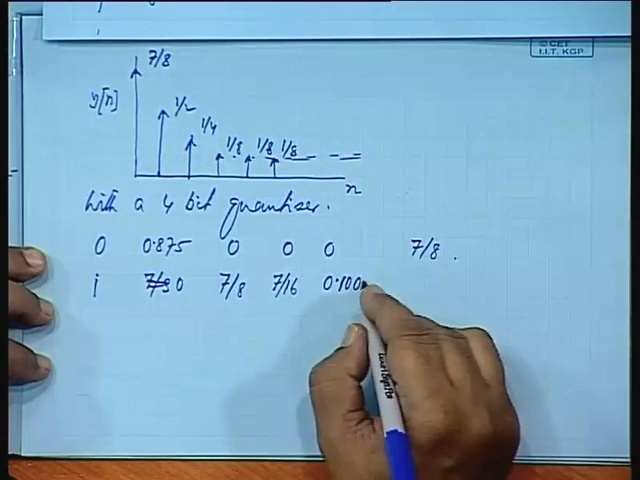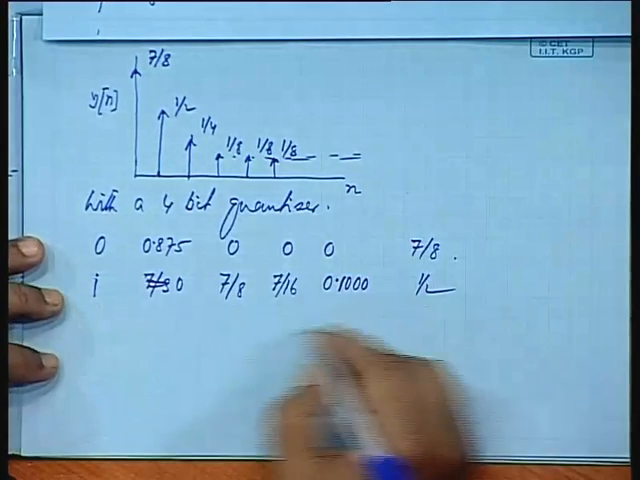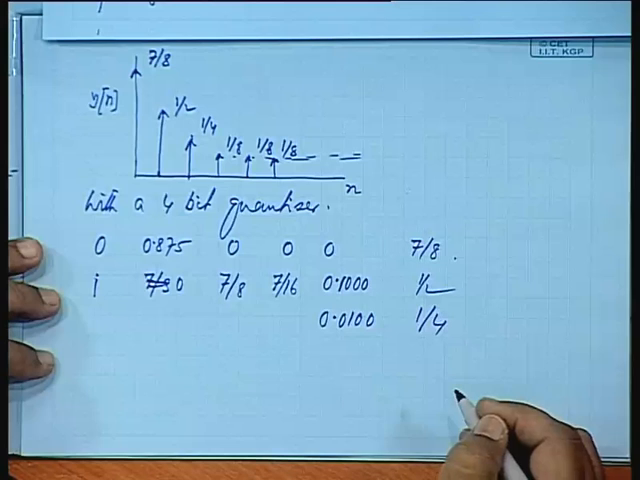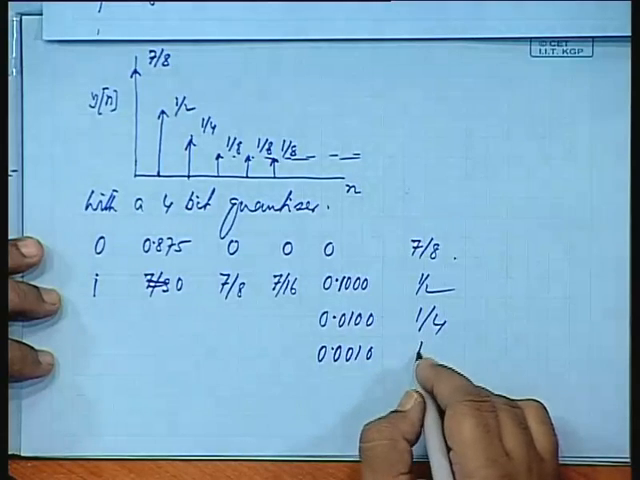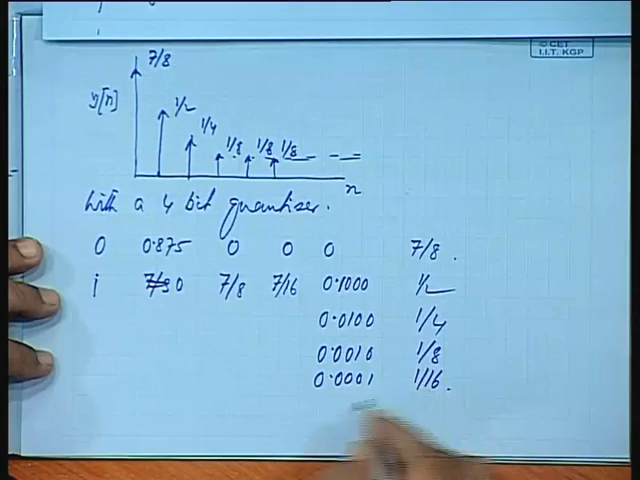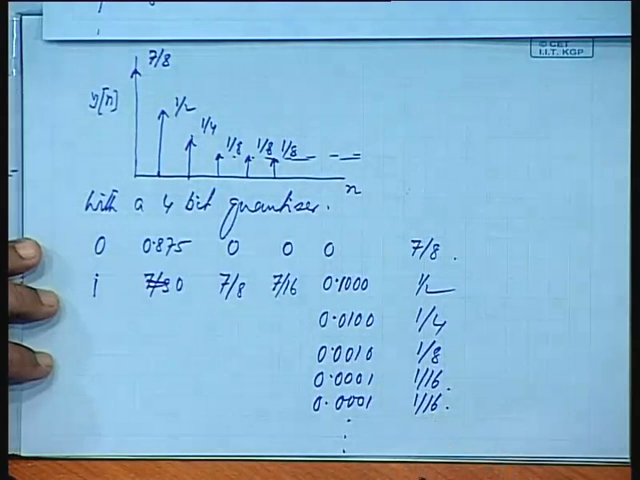That will be 0.100, so half. Then follow the same sequence, this will become 0.0100, 1 by 4. Next 0.0010, 1 by 8, next it will be 0.0001, 1 by 16, and after that it will always be 0001, it will be oscillating with a magnitude of 1 by 16. So, the oscillation will continue, but with reduced magnitude. Per additional bit, the magnitude of that oscillation is halved.